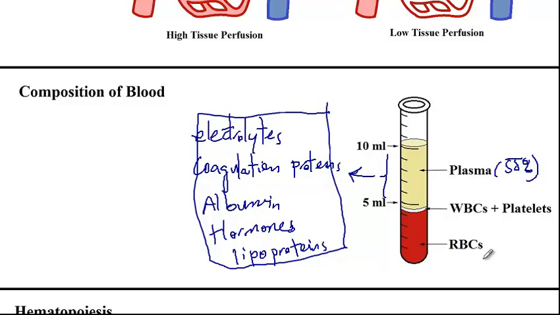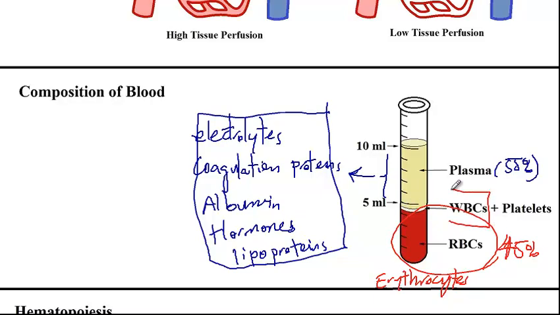Red blood cells, on the other hand, compose about 45% of the total blood volume, and these are composed of red blood cells, the other name for which is erythrocytes. And then there's a small layer in between the plasma and the red blood cells, and that layer contains the white blood cells, which are our immune cells. The other name for white blood cells is leukocytes. And then this layer also contains platelets, which are required for coagulation.